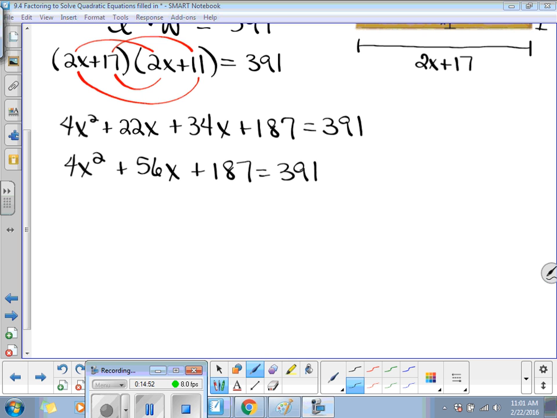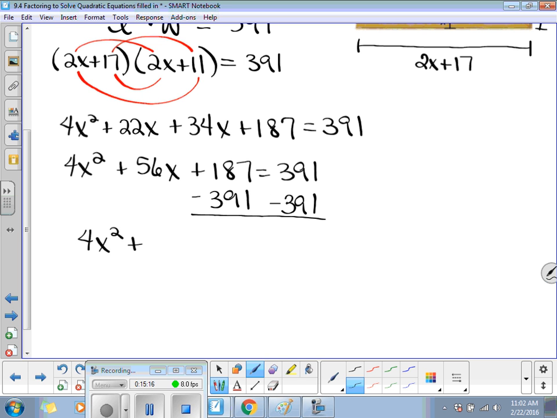All right, so now, can I factor this yet? Not yet, because it has to be equal to 0. Very good. So now we're going to subtract 391 on both sides. So we end up with 4x squared plus 56x minus 204 is equal to 0.